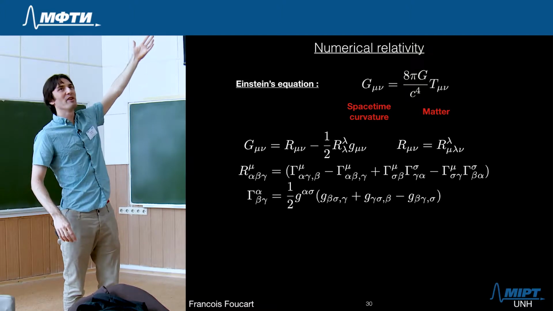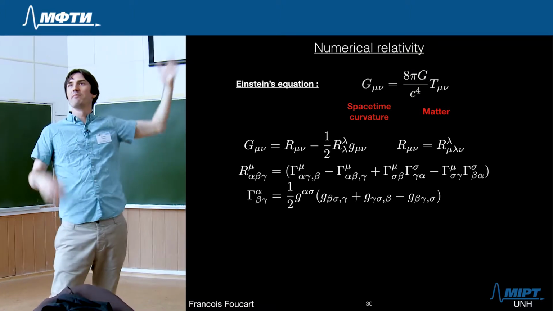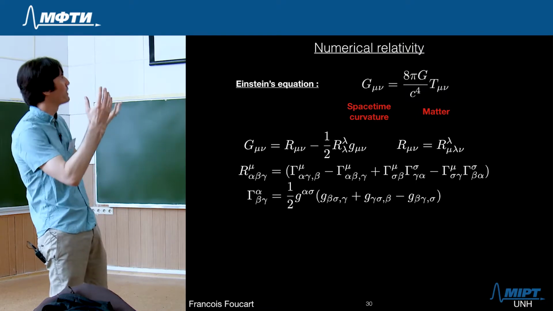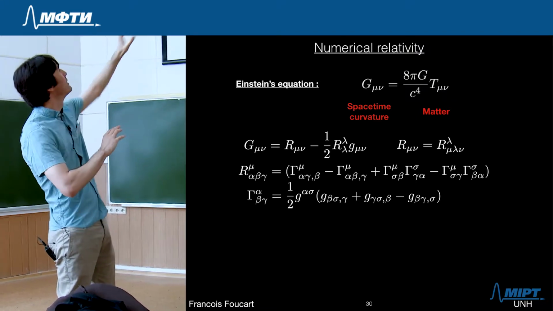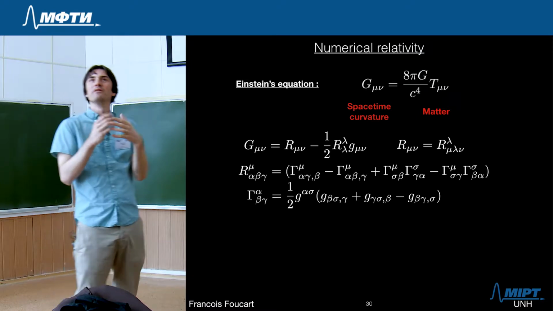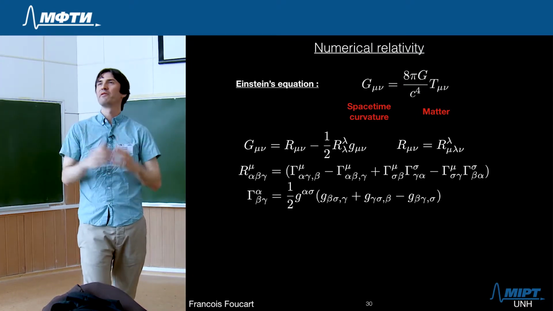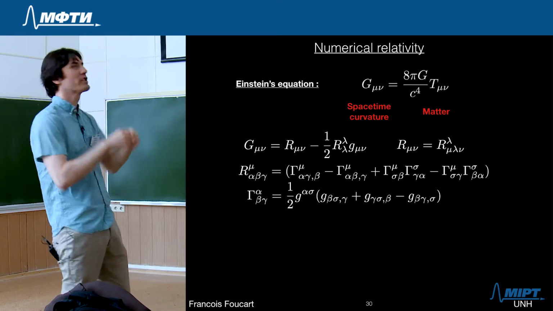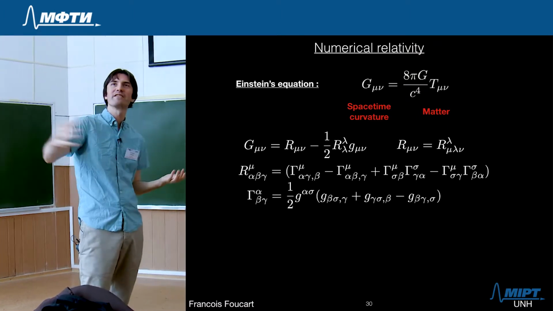The curvature of space-time particularly is a very complicated function of the metric, which is what we would like to evolve. And the thing to note here particularly is that G mu nu is a rank 2 tensor, or a matrix if you prefer, a 4x4 matrix at each point in space-time. And it is a complicated function of all components of the metric.